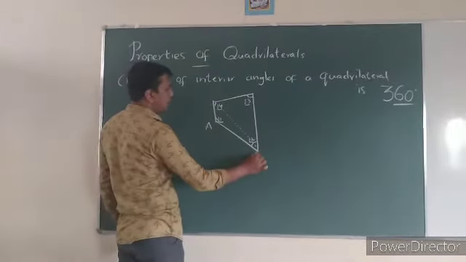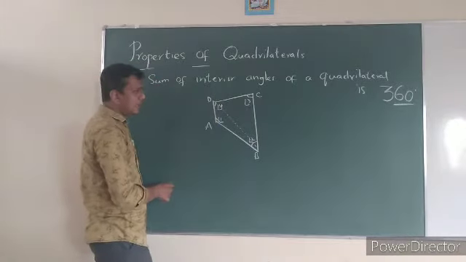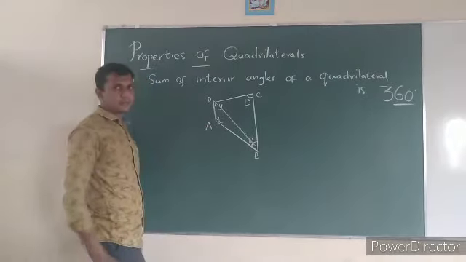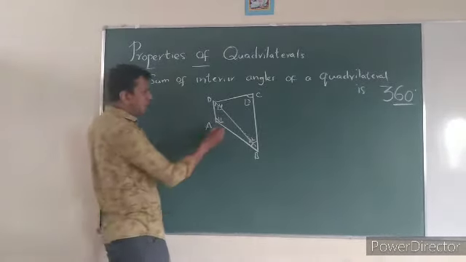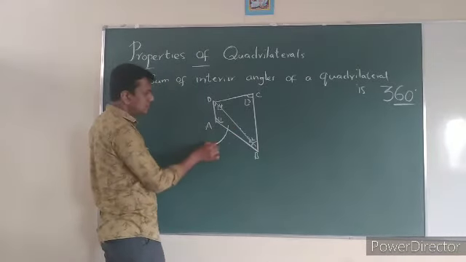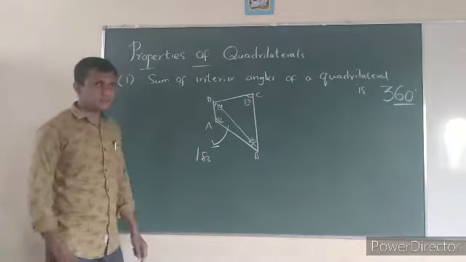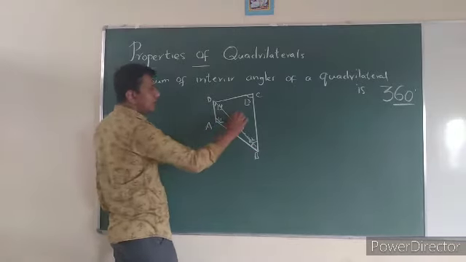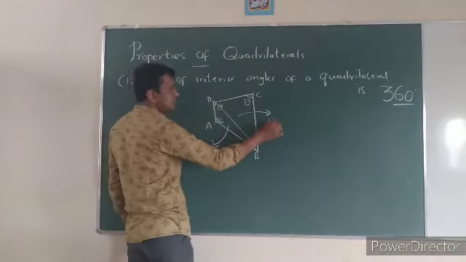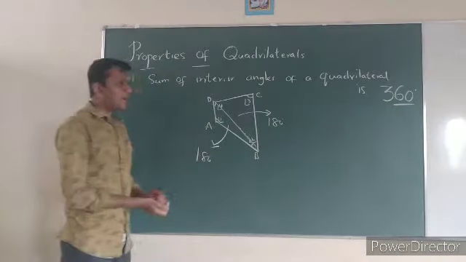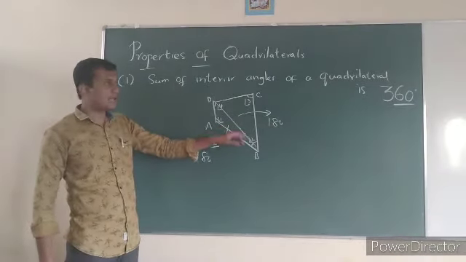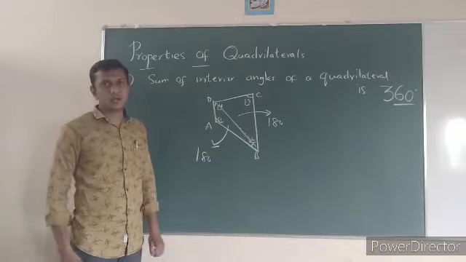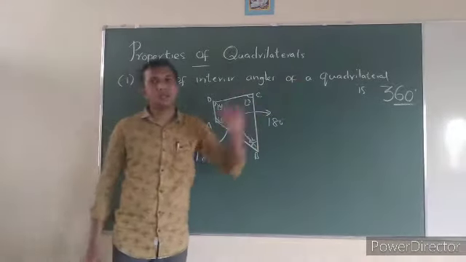This is the ABCD quadrilateral. Now consider the diagonal BD, and ABD is a triangle. In triangle ABD, what is the sum of interior angles? 180 degrees. In the same quadrilateral, we have another triangle, BCD. Here also the sum of interior angles in a triangle is 180. If both are added, it will give us the sum of interior angles in a quadrilateral. So 180 plus 180, 360.